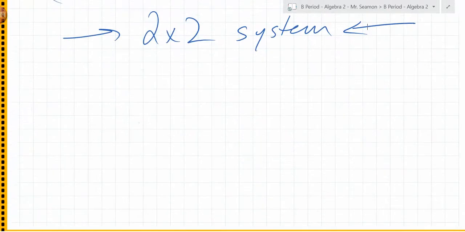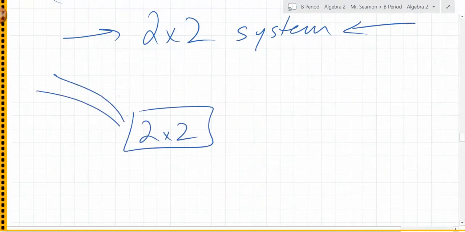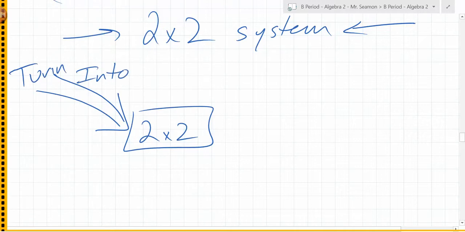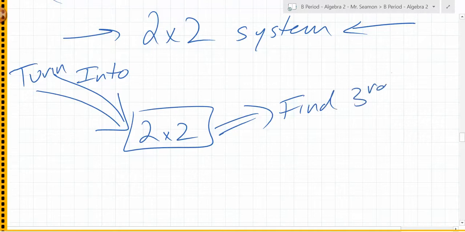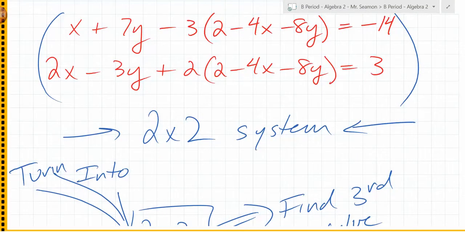So the only thing we're adding in here is we know how to work with 2 by 2 systems. What did we just learn how to do? Turn into. And once we get the 2 by 2 system, find the third value. So let's say we do the work here. Let's just pick numbers. Let's say the answer was x was 1 and y was 2. That's not correct, but let's say it was.